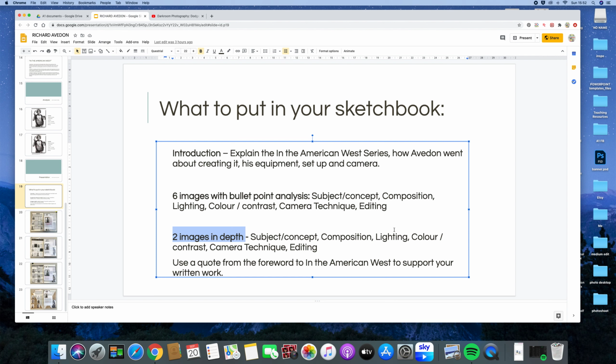One of them we've done together, so one of them has to be Boyd Fortin, the snake skinner. Also, you get to choose the other one as long as you're giving as much detail as you can for each of these sections, and make sure that you use a quote from the foreword to In the American West.